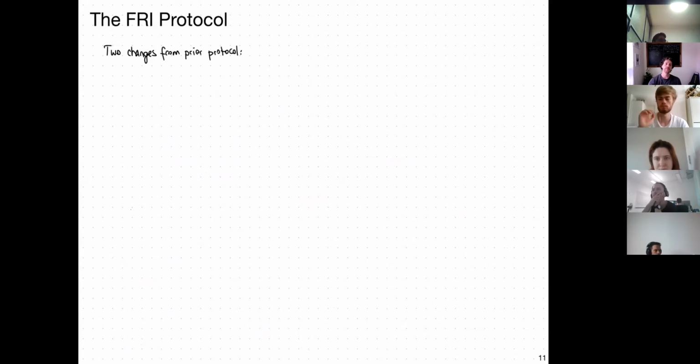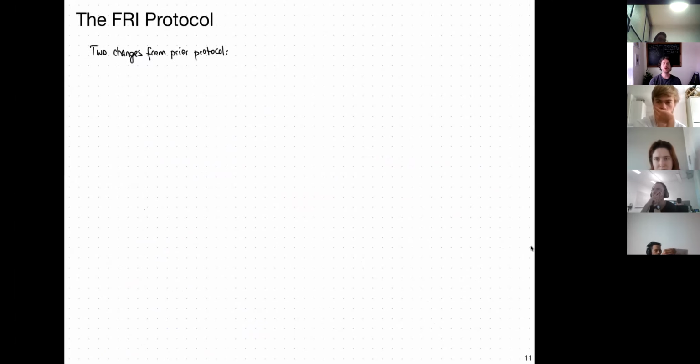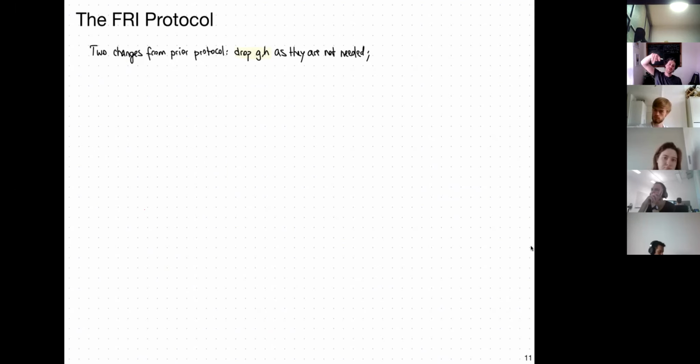So what is happening? We'll take the protocol that we saw so far, and we'll make two tiny changes to it. The first change is to drop G and H, because we don't really need them. It's enough to have the function and just send the folding. G and H were useful as a mental help, but in fact we can check the consistency of F and the folding of F.